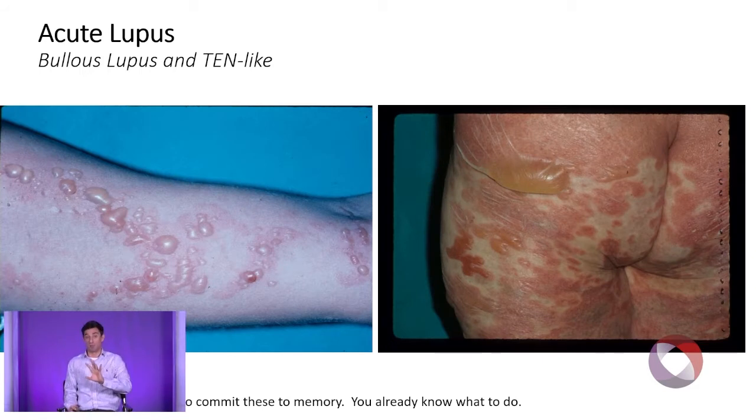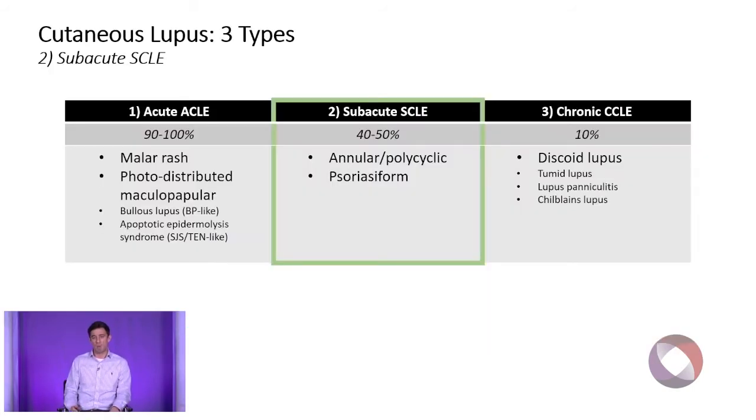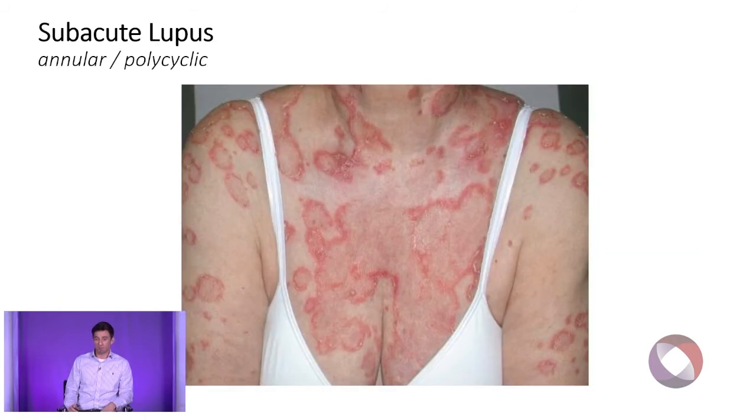Acute lupus can be really bad. You can get a bullous lupus, or you can get a toxic epidermal necrolysis type form. Don't try to remember this other than the fact that this is an example of that far right side on the spectrum where there's no question that this needs to be seen by a specialist. You're going to send them to the emergency room. I wouldn't commit this to memory. If someone's skin is boiling off, you know what to do. Ask for help.